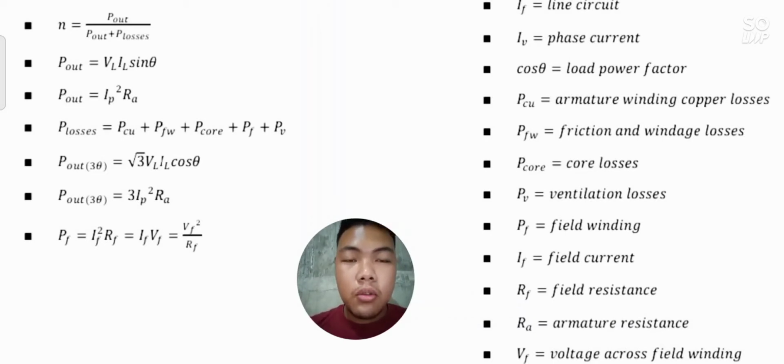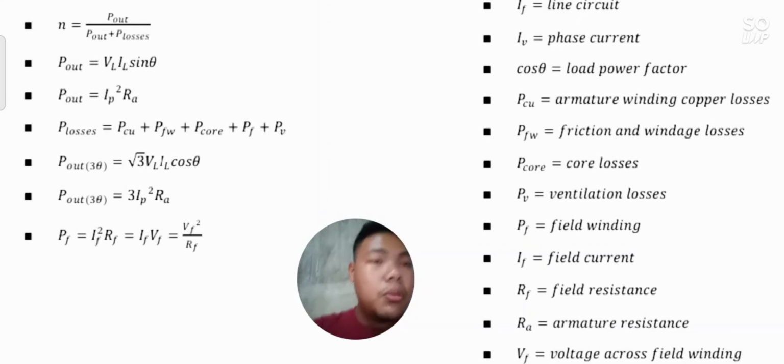P out three-phase equals square root of 3 V sub L times I sub L times cos theta. We have also P out three-phase equals 3 I sub P squared R sub A. P F is equal to I F squared R F, which is equal to I F times V F, and also equal to V F squared over R F. I L is the line current, I P is the phase current, and cos theta equals the load power factor.